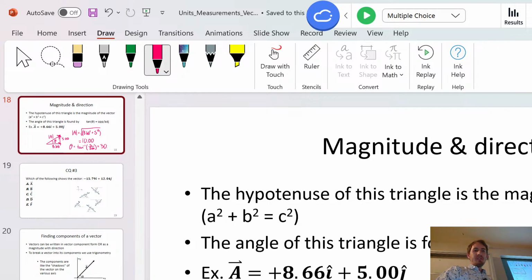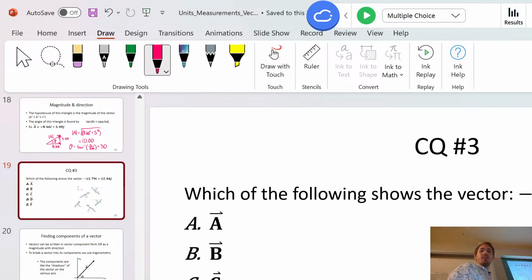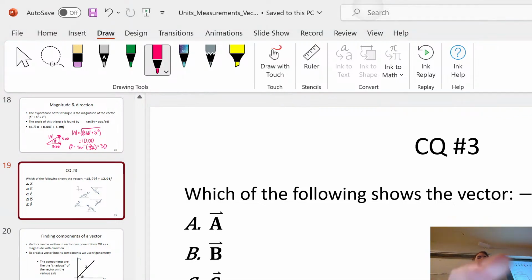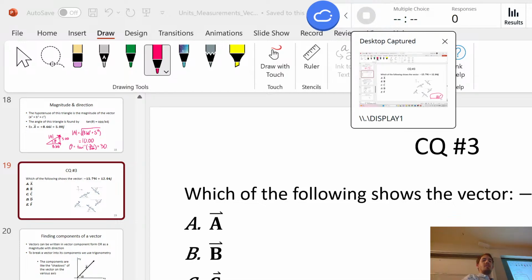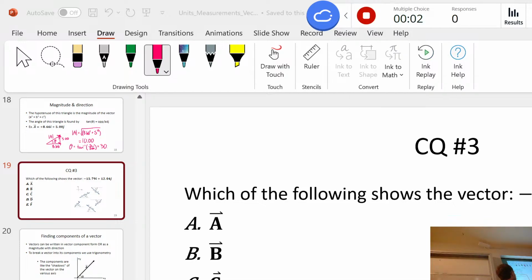All right. So what I would like for you all to do now: which of the following shows the vector negative 15.79 i hat plus 12.04 j hat? And I will remind you all that any clicker question I give you should generally be able to be done in less than a minute and a half. So that means that there is probably a trick to solving this that doesn't involve math.